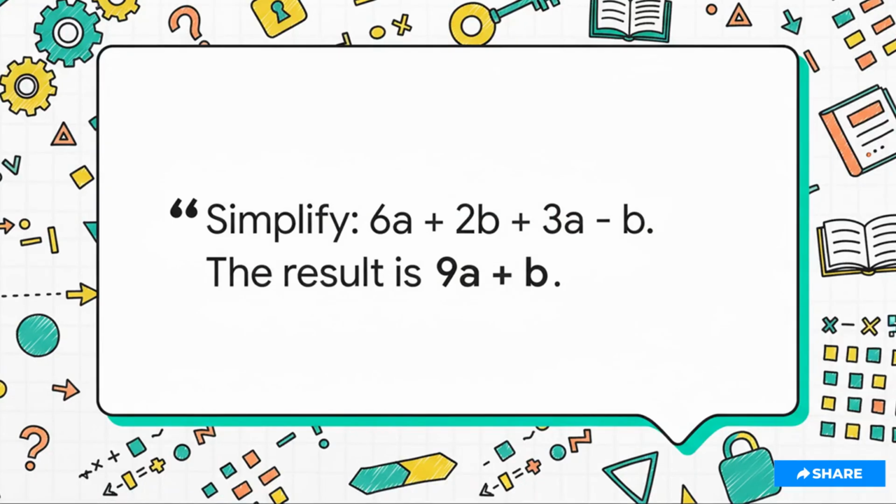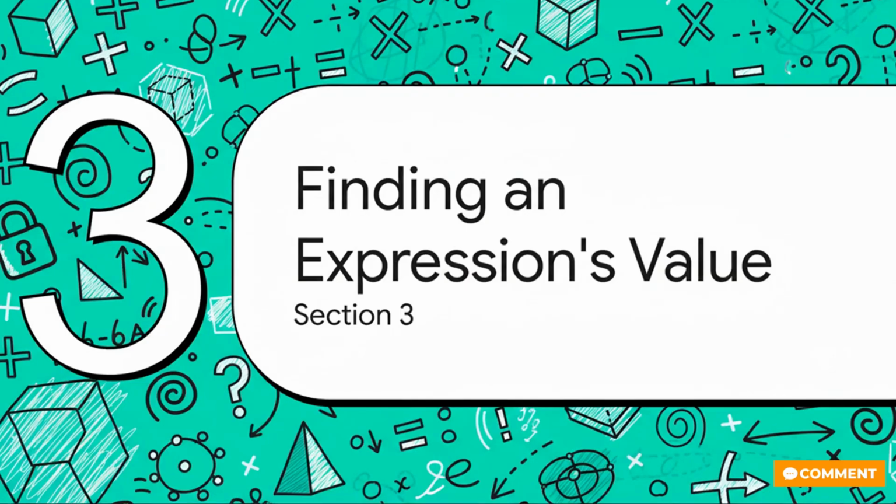Let's try one out together. Say we have 6a + 2b + 3a - b. Okay, first step, find the like terms. We've got our a terms here, 6a and 3a. So what's 6 plus 3? That's 9, so we have 9a. Next, let's look at the b terms. We have a positive 2b and a minus b. Well, 2 minus 1 is just 1, so that leaves us with just b. Put it all together, and our simplified expression is 9a + b. See? Not so bad.